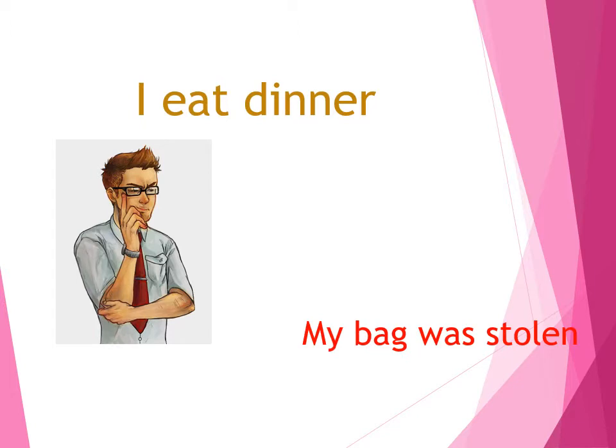Now take a look at these two sentences. The first sentence, I eat dinner, and the second sentence is my bag was stolen. In the first sentence, I eat dinner, there is a subject of this sentence. The subject is I, followed by the verb or the action, in this case eat, and also dinner as an object of this sentence. I eat dinner.